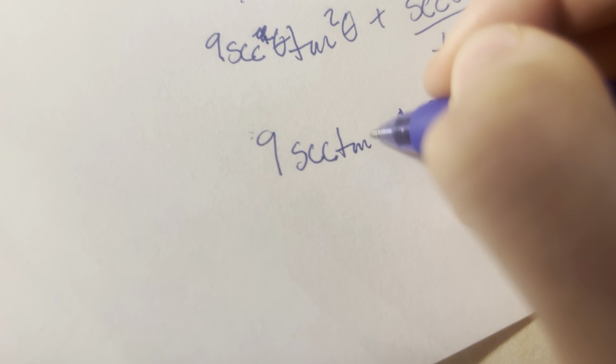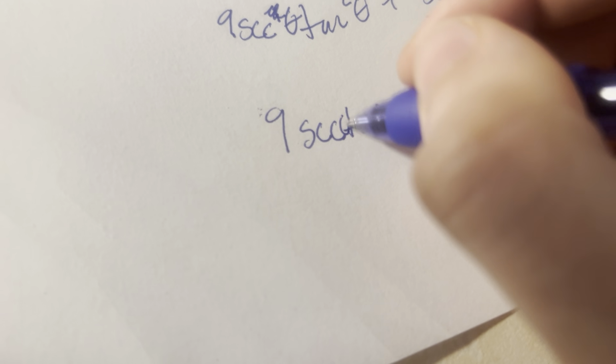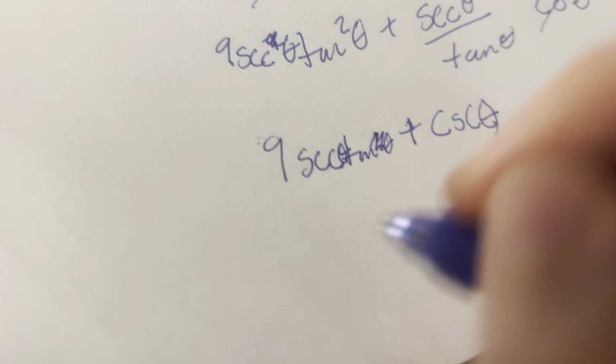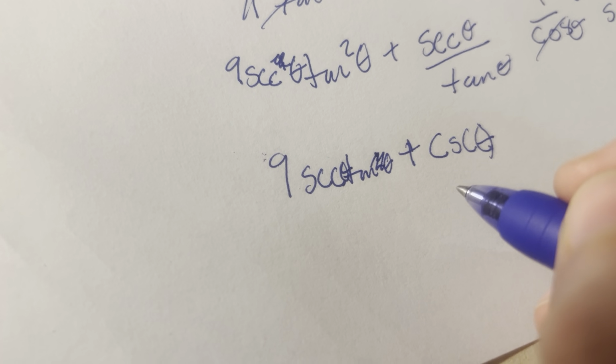Since we multiplied this out, it would give us 9 secant theta, canceling out this square. So integrating this would give us 9 secant theta plus cosecant theta, integrated.